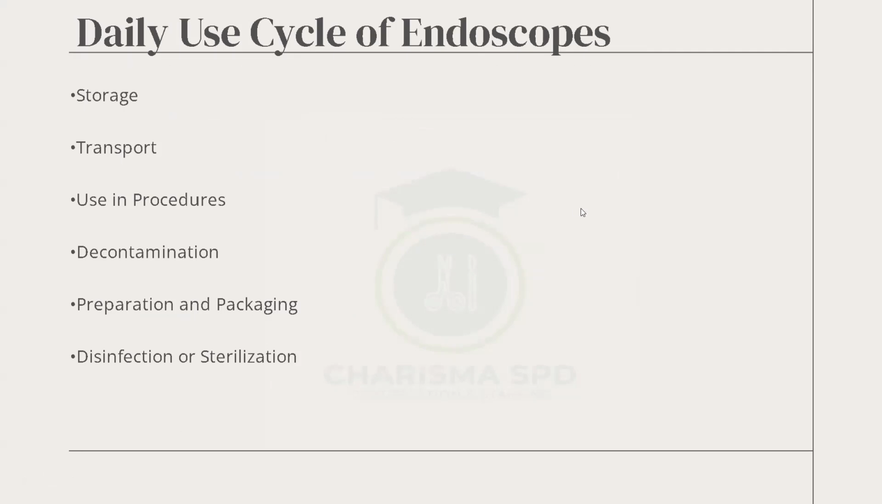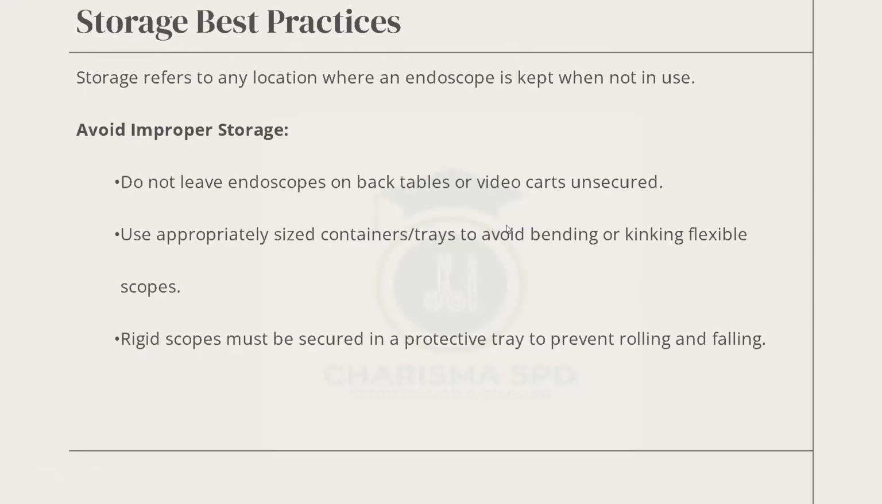So, the daily use cycle of an endoscope: storage, transportation, use in procedure, decontamination, preparation and packaging, and then disinfection or sterilization. You see the endoscope going through all these processes, and in every process care must be taken because of the cost and the impact it will bring if you don't. Next slide. Avoid improper storage.